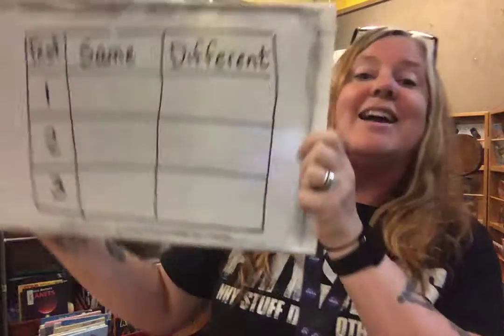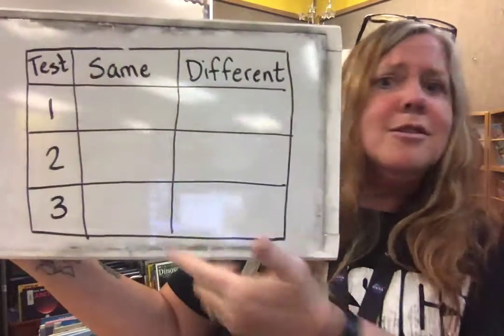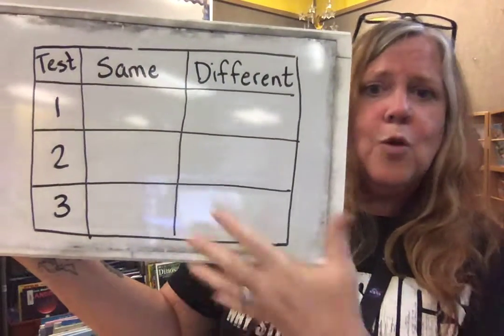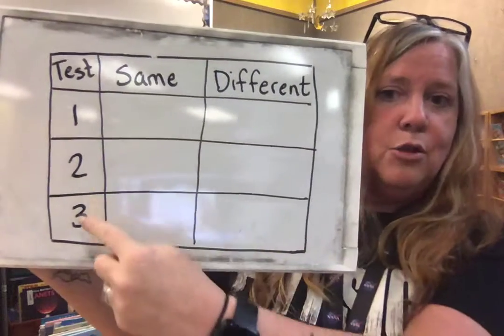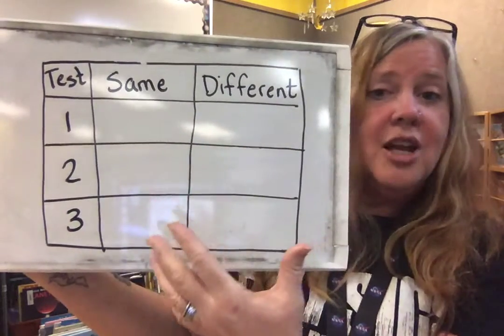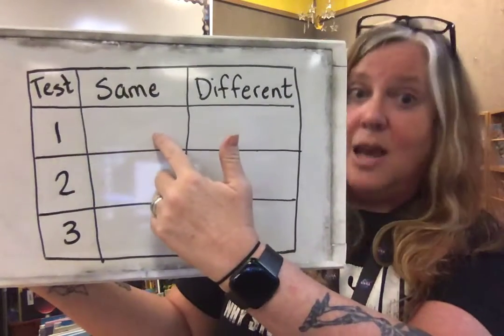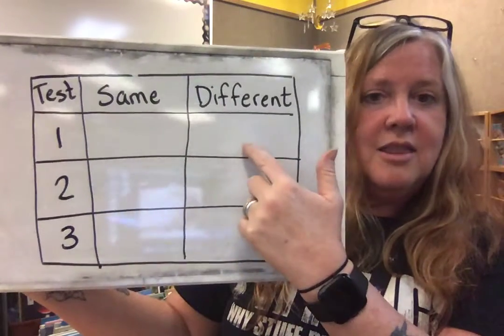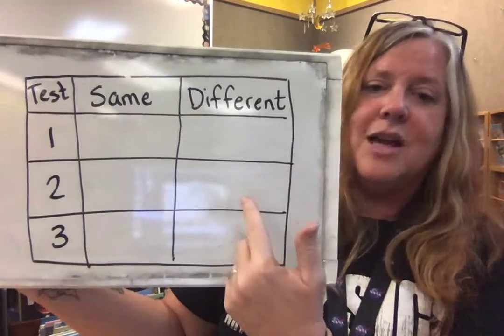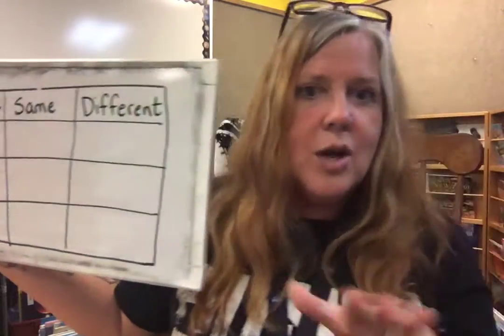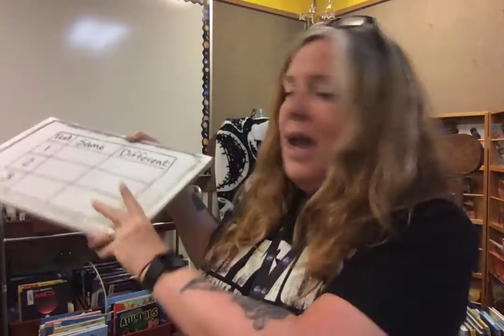So before we actually start testing, I want to make sure that I have a place to collect my data. So I made a super simple little recording sheet here. We're going to test it 3 times, and I'm just going to check it if, yeah, we got the same reaction, or I'm going to check over here if we got a different reaction. So this is something that you guys can do at home. You don't have to watch me do it.